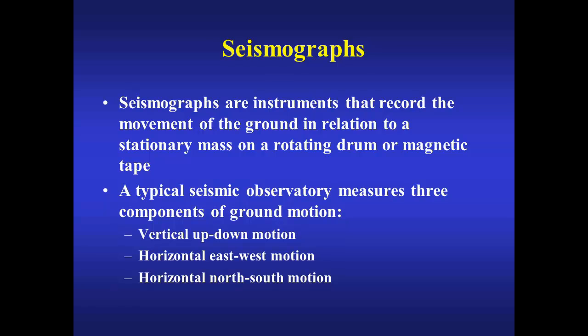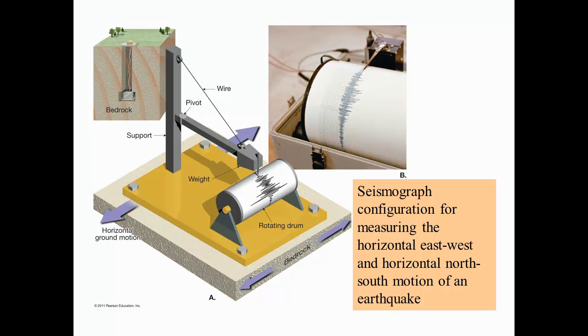And then at the same observatory, there'll be a second instrument that measures the horizontal east-west motion, and even a third instrument that measures the horizontal north-south motion. And these three different components of the ground shaking are all recorded at the same seismic observatory, and we have these observatories positioned all around the world.